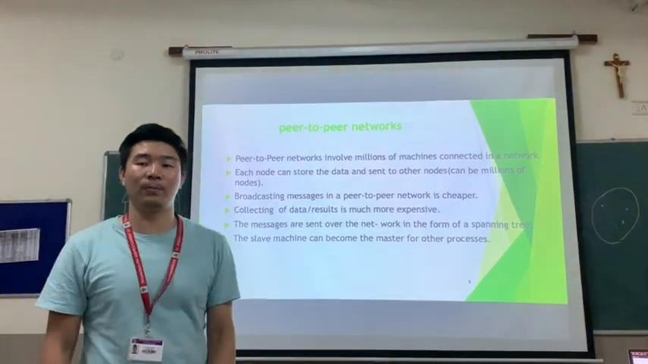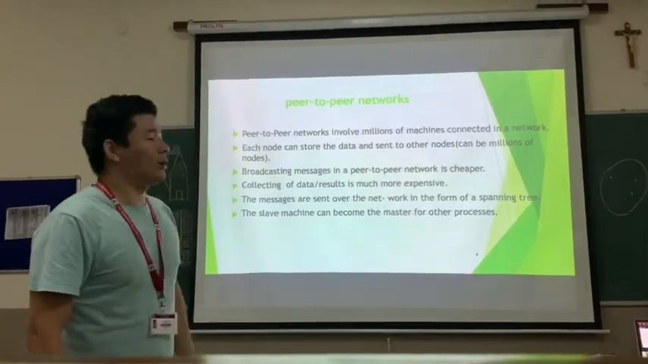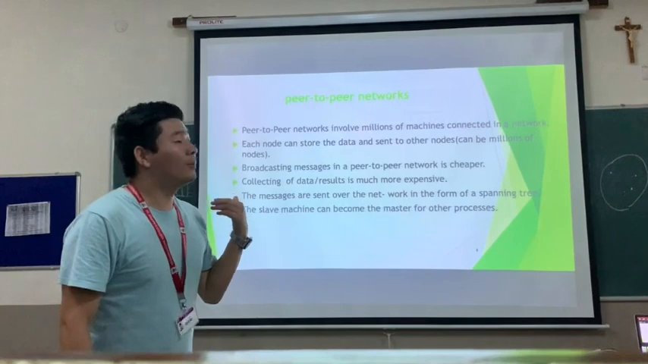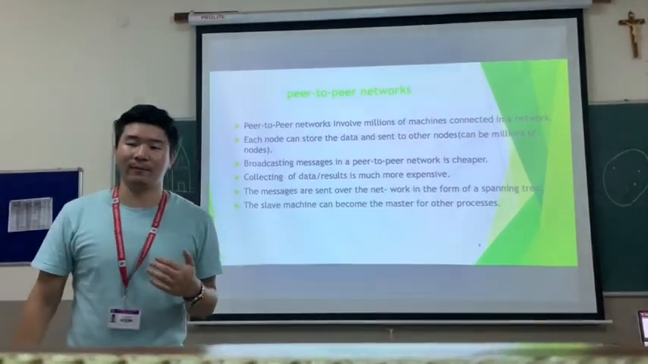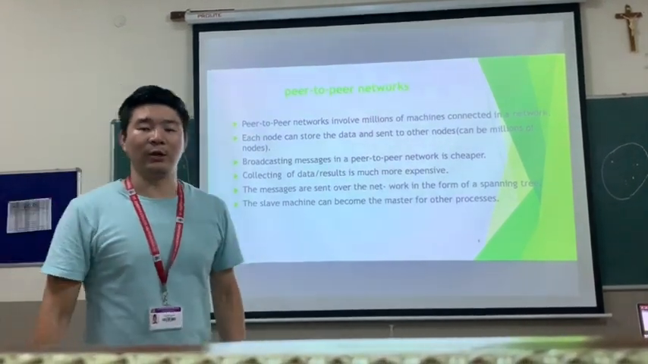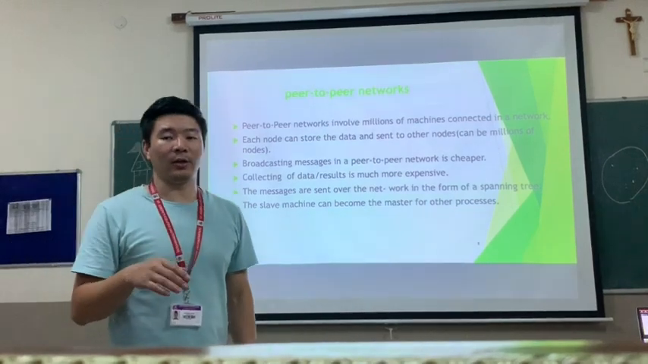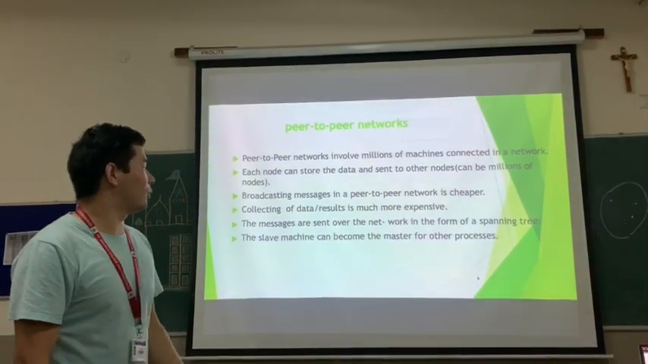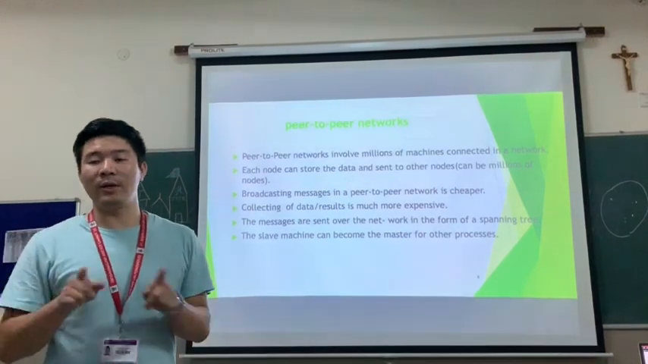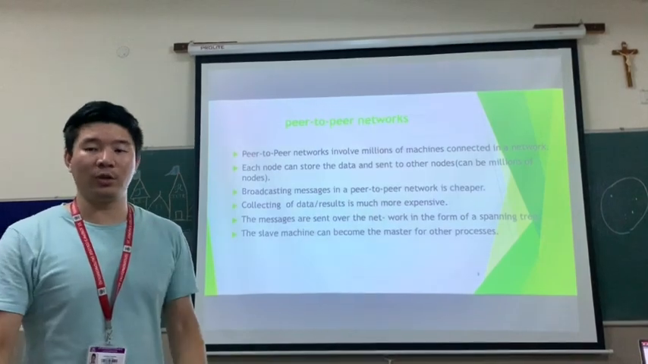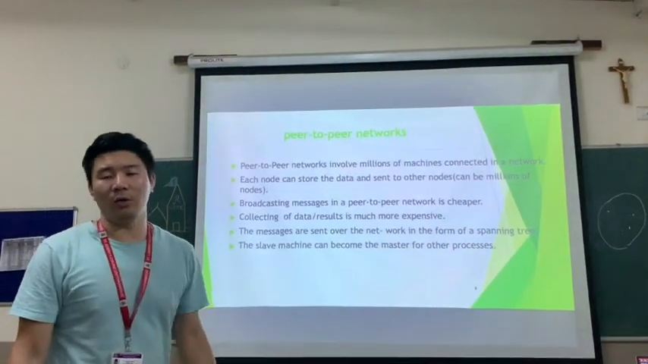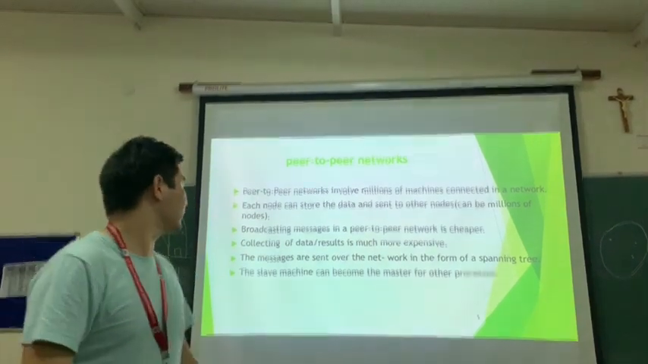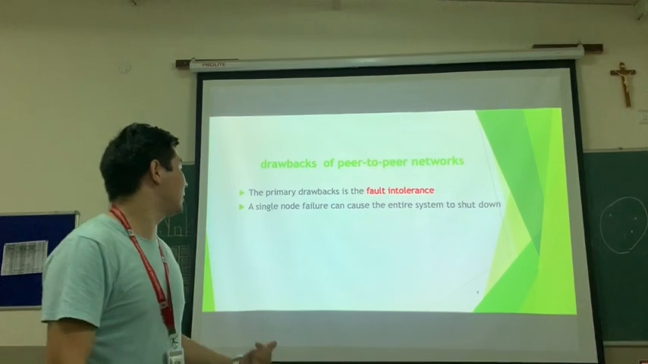A peer-to-peer network involves millions of computers working together. In a peer-to-peer network, each node can send data and also receive data, and it also works as master and slave systems. The slave nodes can work only when the master computer gives them commands and orders. For broadcasting, a peer-to-peer network is very cheap because they can send to only one server, but collecting the data is much more expensive. The slave machine can also become a master machine, because once it receives the data, it can send it to others also.